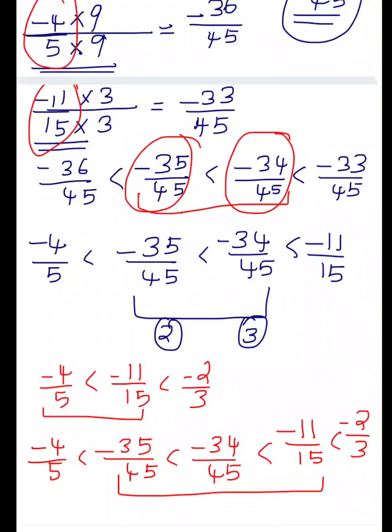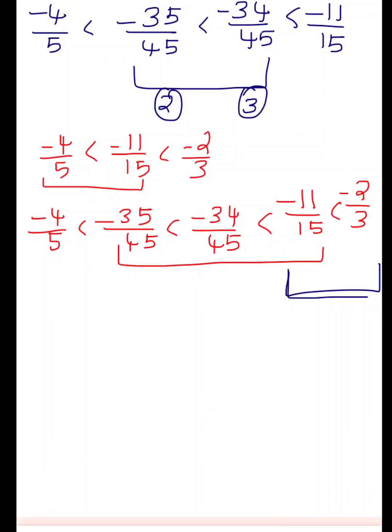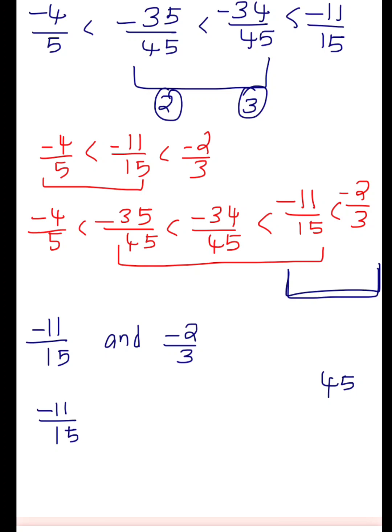So let's do the remaining. Now let's take these two numbers, minus 11 by 15 and minus 2 by 3, and find the numbers in between them. Also you have to make the denominators the same. For that you have to choose a common multiple for both 3 and 15. Here also I am taking the common multiple as 45. In order to make minus 11 by 15 have denominator 45, you need to multiply the denominator with 3. So you have to multiply both sides with 3.